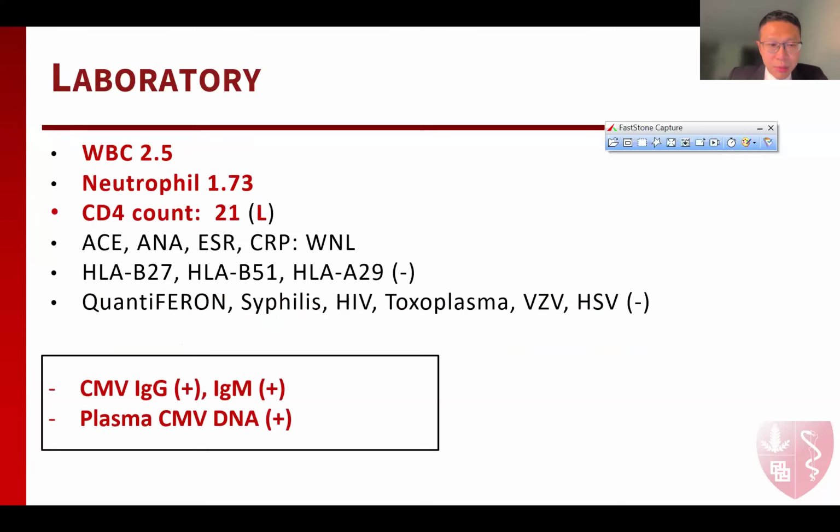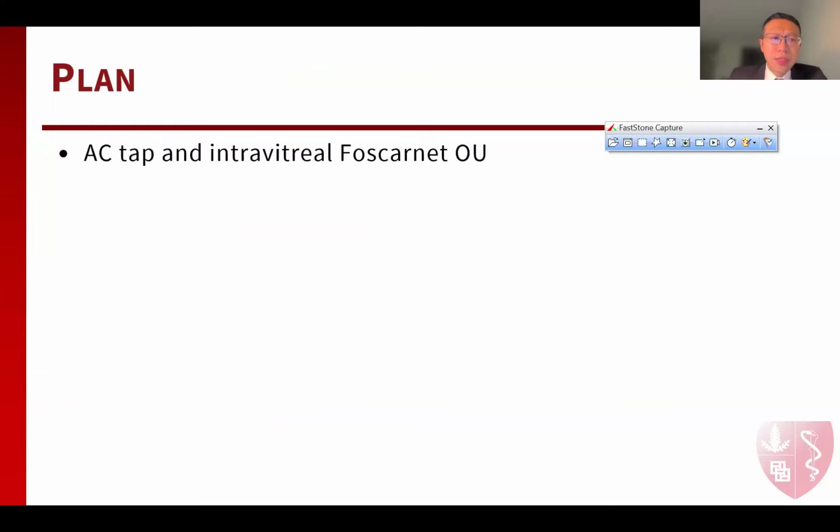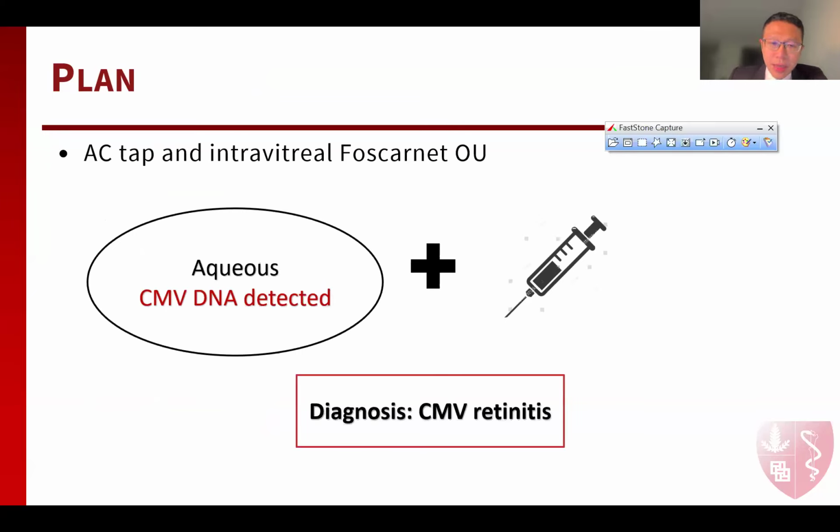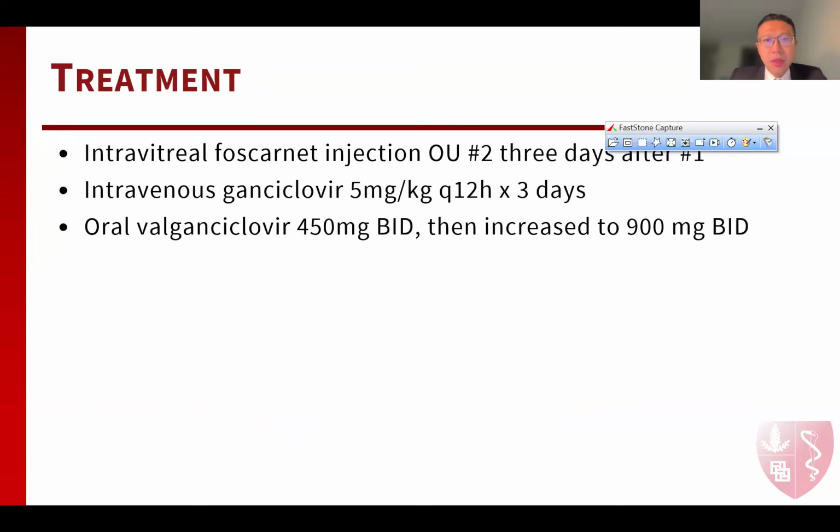Additional examination shows she had positive plasma CMV IgG and IgM, and also CMV DNA is positive. So we performed AC tap and intravitreal foscarnet, and the result came out to be positive for CMV DNA. Therefore, the patient's diagnosis is CMV retinitis. We started the patient with intravitreal foscarnet injections in both eyes, 2 times, the second time 3 days after the first one. And we also started the patient on intravenous ganciclovir and then tapered down to oral valganciclovir.